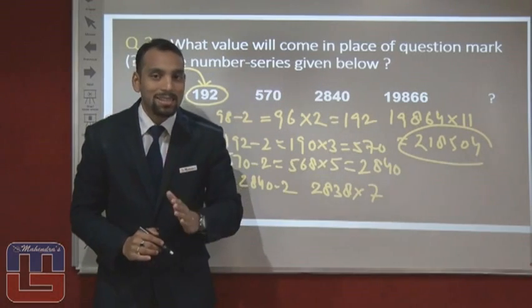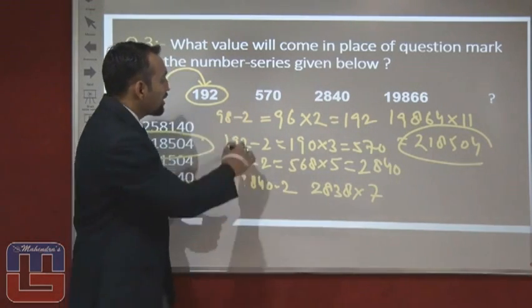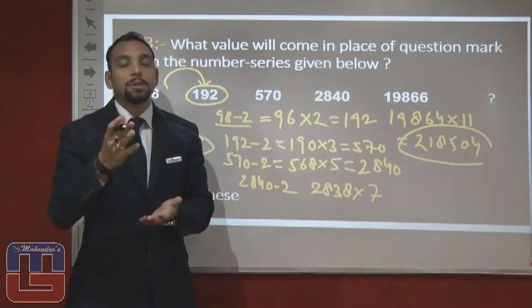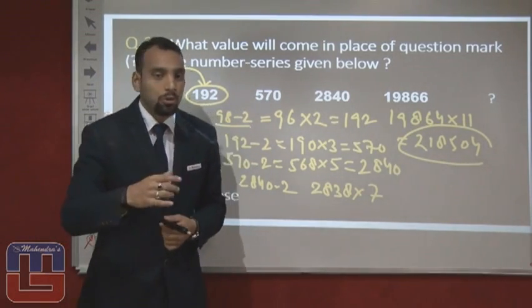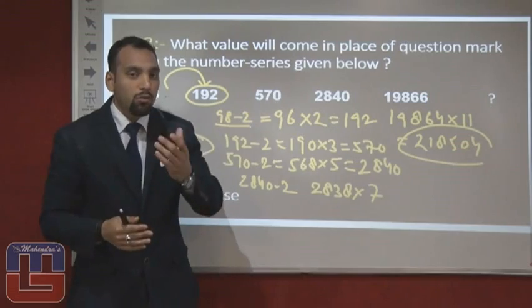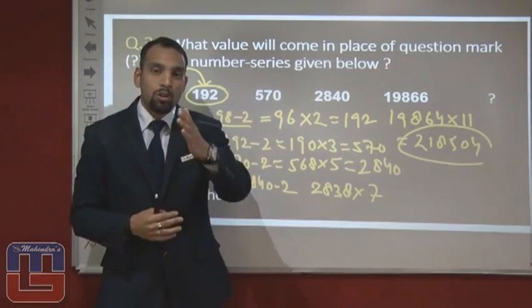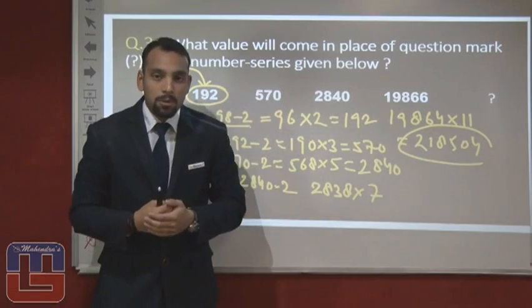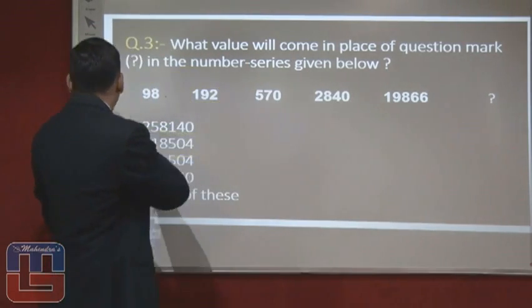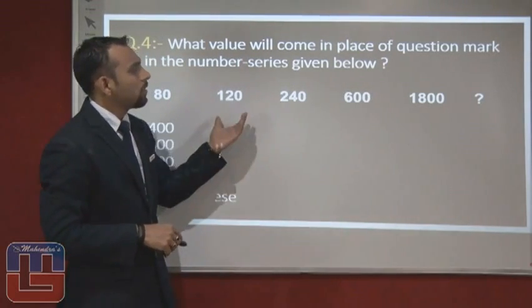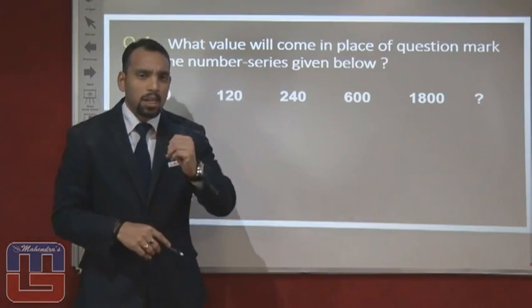The logic, again repeating, is you have to subtract 2 from the number and then multiply by the prime number. So there is a logic. The logic was multiply by prime number and subtract 2 from the number. You will get the next number. Now let us proceed to the next number series. The next question on the screen is also from number series.